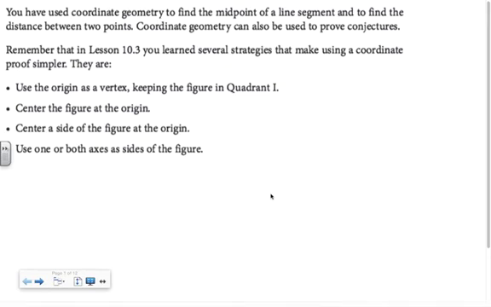In this lesson, we're taking what you saw in the previous lesson about coordinate proof, taking figures and putting them in the coordinate plane, and now we're applying them to quadrilaterals. A couple of reminders: some easy ways to place a figure in the coordinate plane are to use the origin as a vertex, or center the figure at the origin, or center a side of the figure at the origin, or, if possible, use one or both axes as sides of the figure.